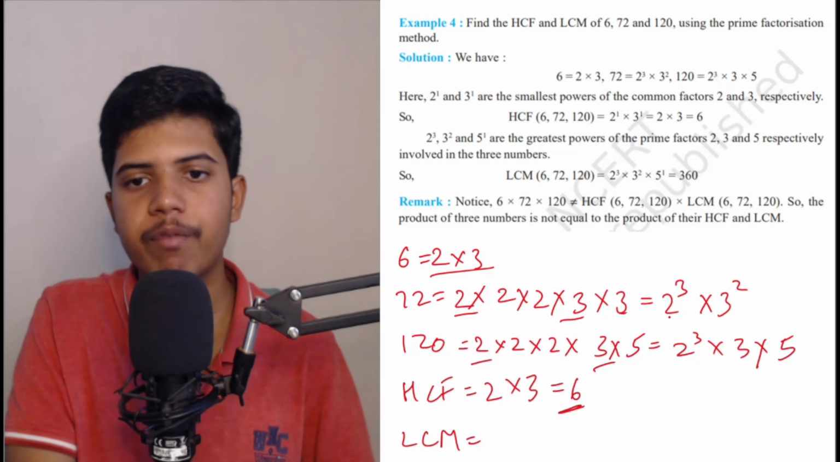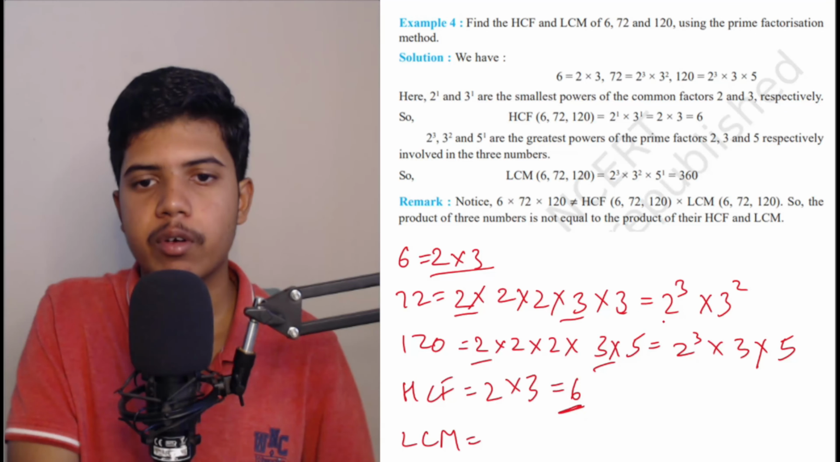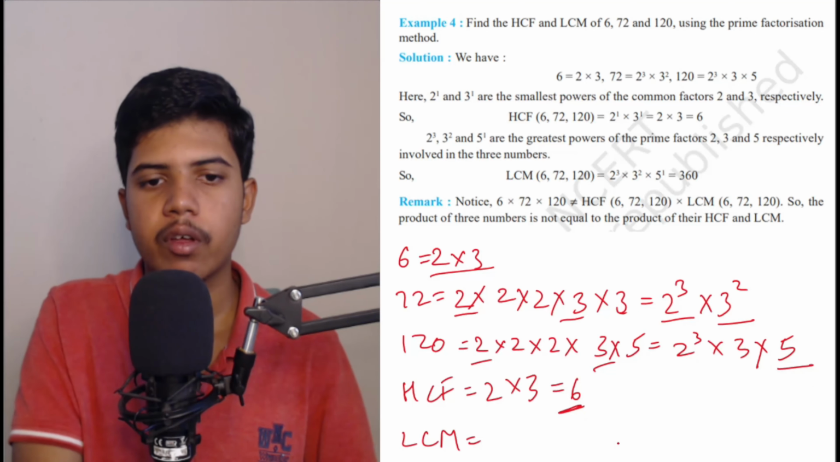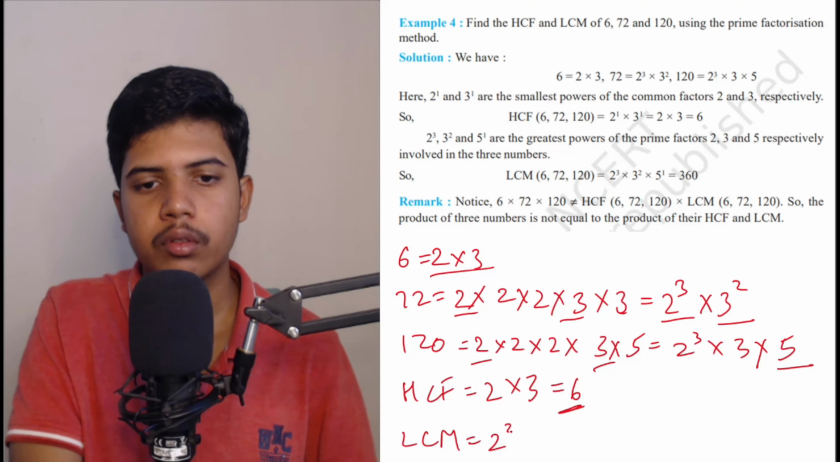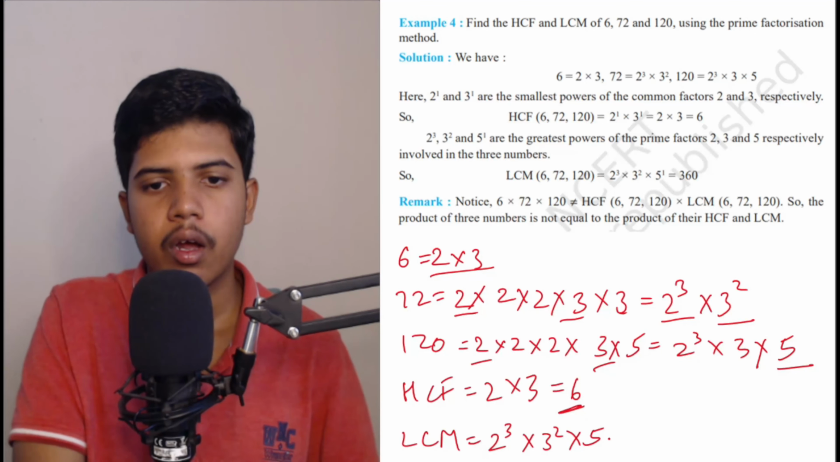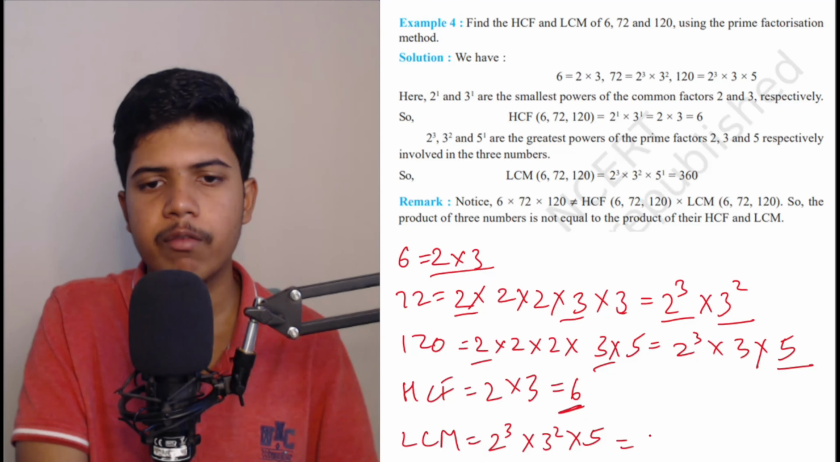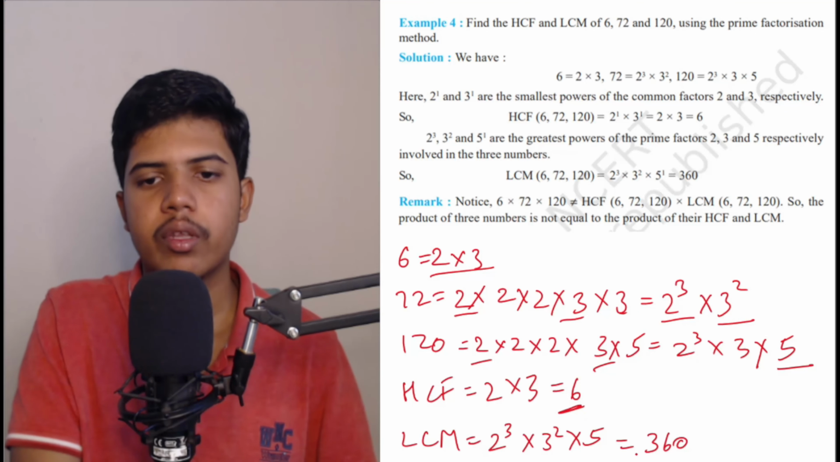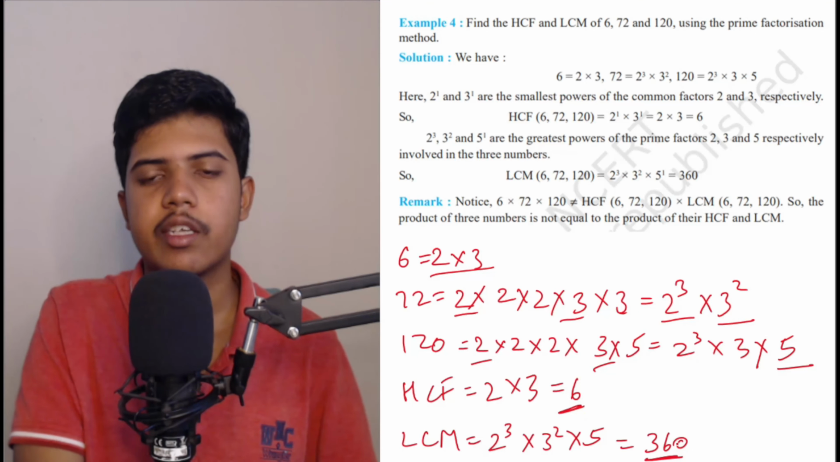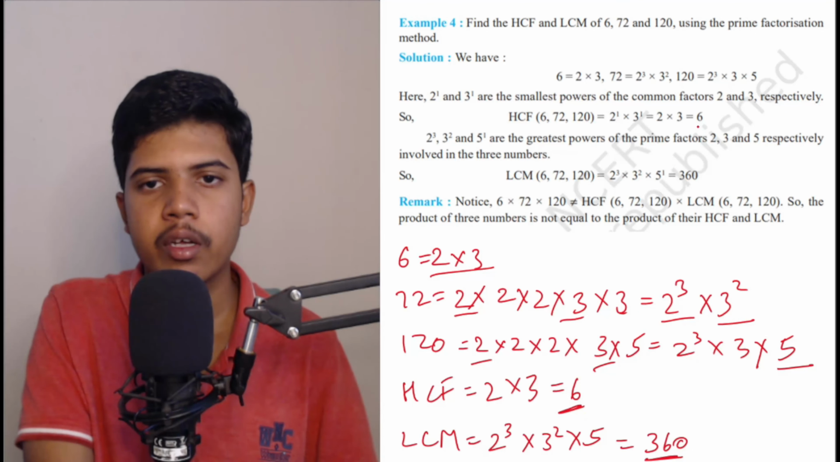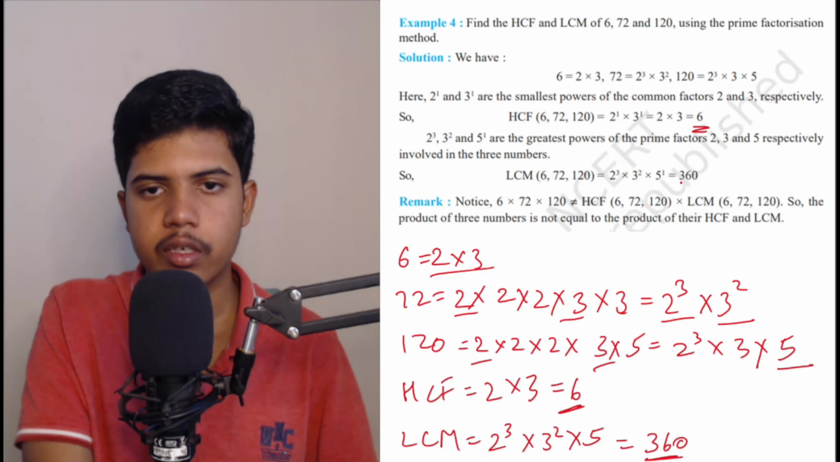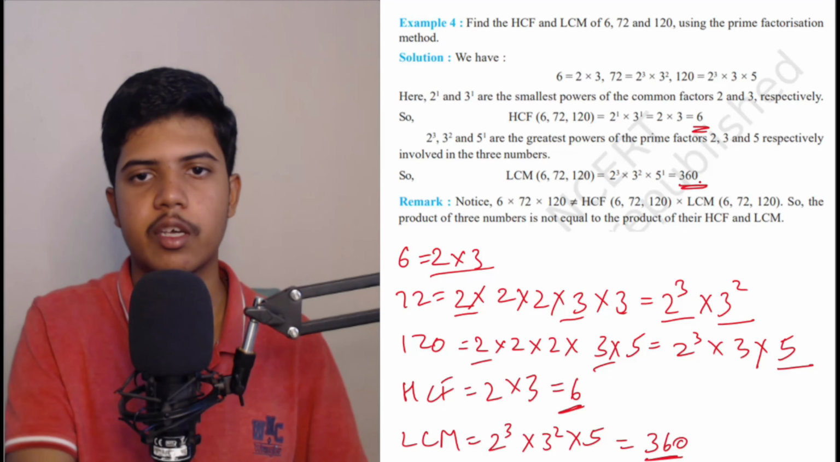So 2, 3 and 5 are the involved primes. The highest power of 2 is 2 cube, of 3 is 3 square, and of 5 is 5. So the LCM becomes 2 cube into 3 square into 5. 2 cube into 3 square is nothing but 72. 72 into 5 makes it 360. So the HCF is 6 and the LCM is 360. Can we confirm that? Yep, HCF is 6 and LCM is 360.